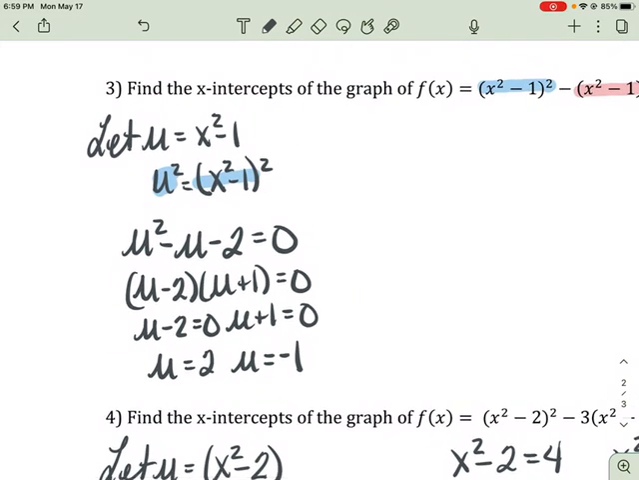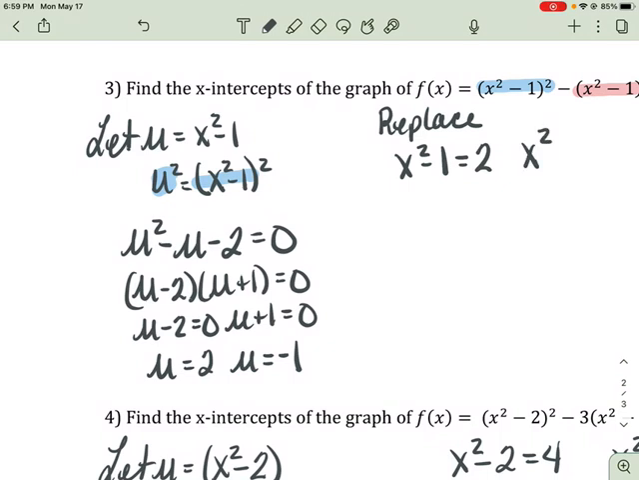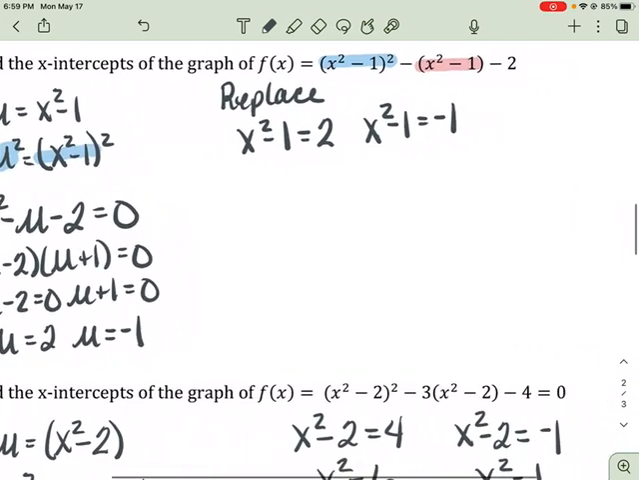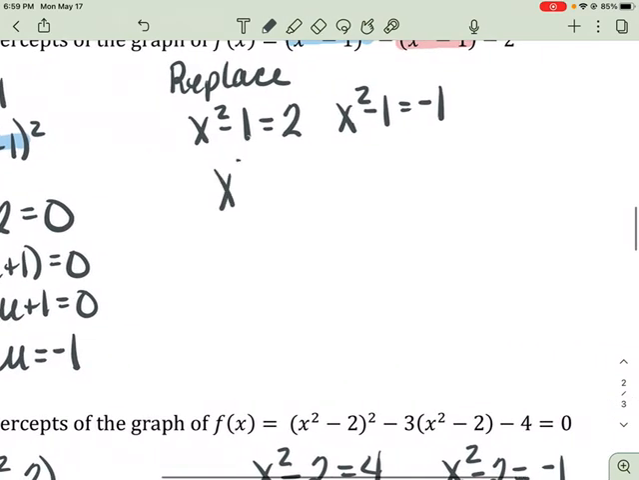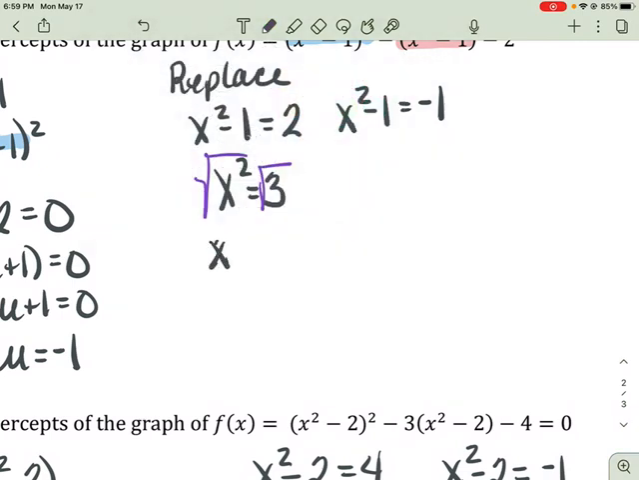Okay, so now that I've solved the simpler problem, we're going to come back up. You're going to replace your u with what it was equal to. So x squared minus 1 equals 2, and x squared minus 1 is equal to negative 1. Solve for x squared. So I've got to add the 1, equals 3, square root both sides. We get x is equal to plus or minus the square root of 3.